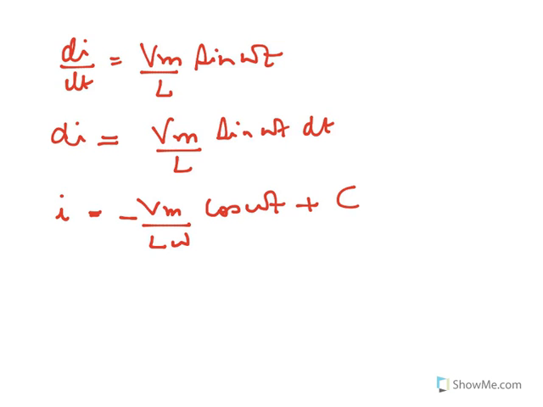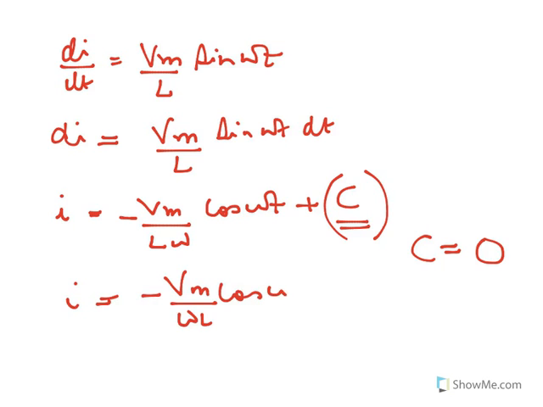Since the voltage source is time dependent, current will also be time dependent. So this constant shows that there is a part of current which is not dependent on time. Since the voltage is dependent on time, the current is also dependent on time. So there cannot be any time independent part of current. So C has to be equal to 0. So I becomes equal to minus Vm by omega L cos omega t.